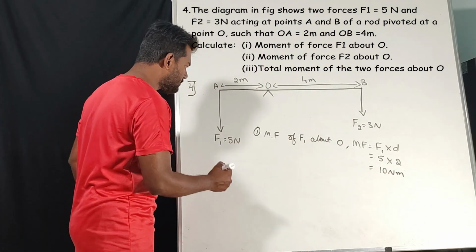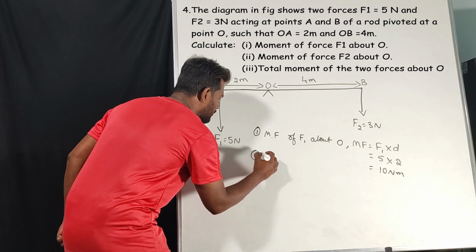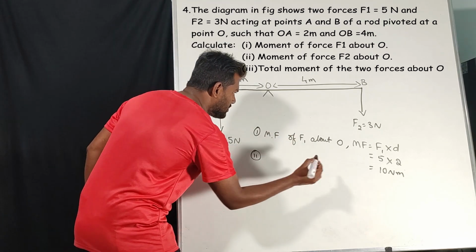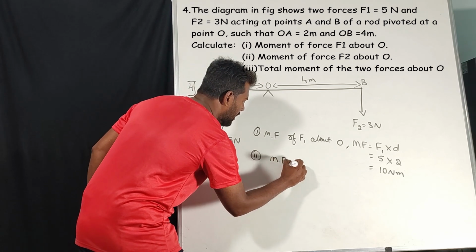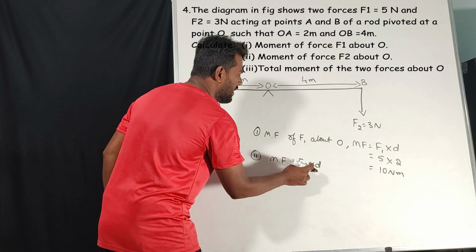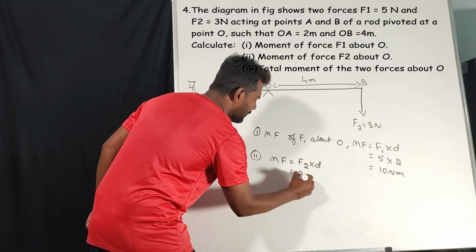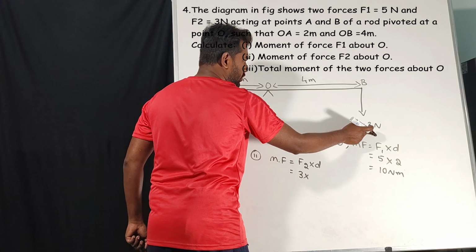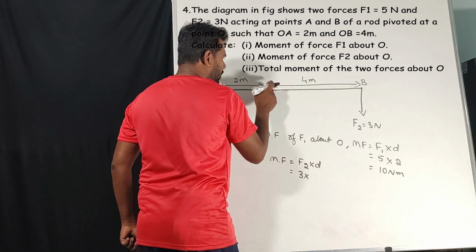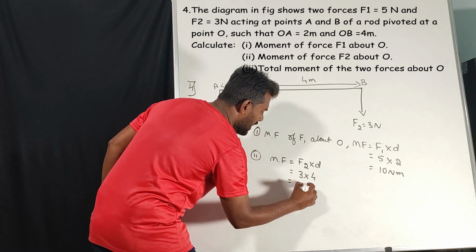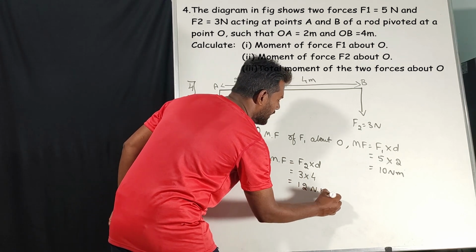That's it. Next. Second one, moment of force of F2 about O, correct? So here also the same formula. Moment of force is equal to here F2 into D. What is the value of F2? 3 Newton into perpendicular distance. We are talking about this force F2 at the point B. From here to O it is 4 meter. So 3 4s are 12 Newton meter. That's it.